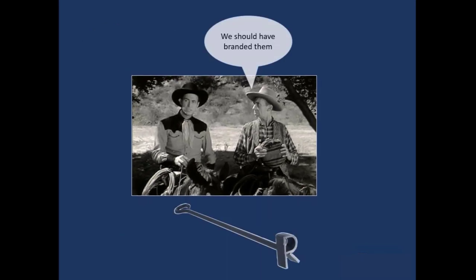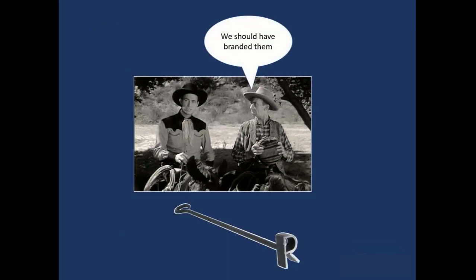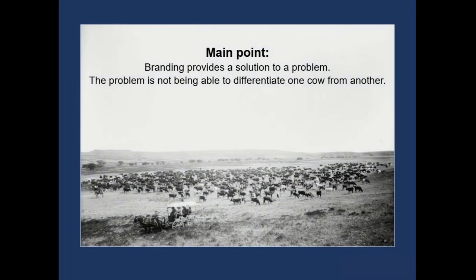So, somewhere along the way, it was decided that the best thing to do would be to mark the cattle with a branding iron before they were released out onto the open range. Then, at the end of the summer, they could differentiate one cow from another based on the cow's brand mark. So here's the main point. Branding provides a solution to a problem. The problem is not having the ability to differentiate one cow from another.